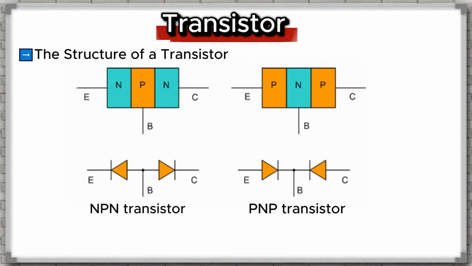These 3 semiconductor layers are connected to form 3 terminals. The middle layer is called the base, symbol B. This layer is very thin and lightly doped. The outer layers form the other 2 terminals: the emitter, symbol E, and the collector, symbol C. Although the emitter and the collector are made from the same type of semiconductor, both N-type or both P-type, their sizes and their doping levels are different. That is why the emitter and collector cannot be swapped.